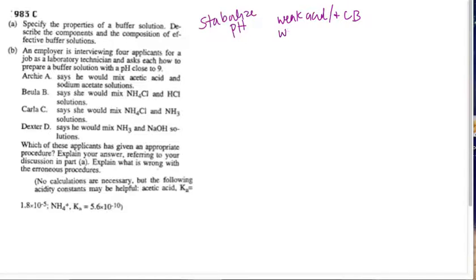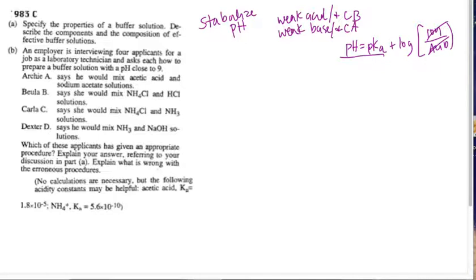Or weak base and conjugate acid. Awesome. Now, the word effective. When you see that, I don't think you'll see it ever again, but what an effective buffer is is when this is true. When is that true? When is the pH equal to the pKa? When the concentration of the ion and the acid or the ion and the base are the same. Yeah, at the half titration point.